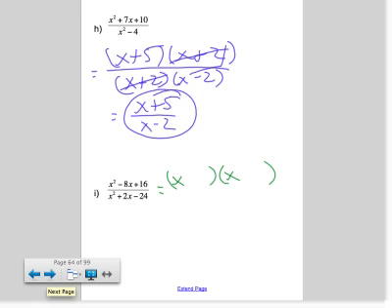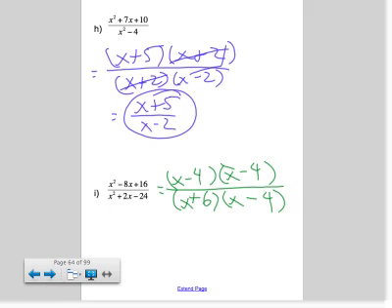Part I, factor the top. Two numbers that multiply to get 16, add to get negative 8: negative 4 and negative 4. And two numbers that multiply to get negative 24, but add to get positive 2. Pretty sure that's going to be, let's see here, 6 and 4, right? 6 and 4. And then since it's a positive 2, the bigger one's got to be the positive.